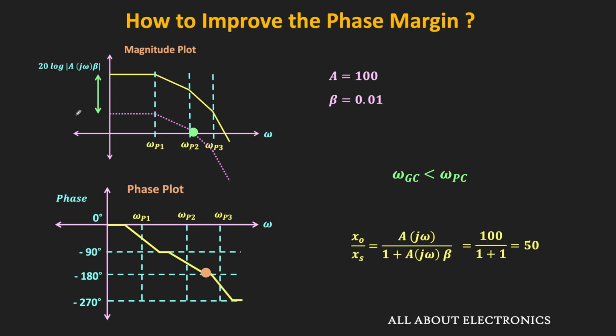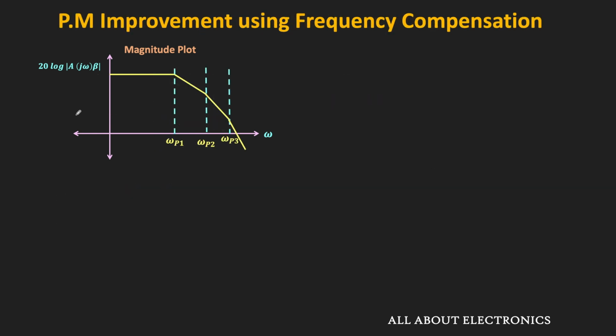Moreover, by reducing the beta, although we can improve the stability and the phase margin to some extent, at the same time we are also reducing the amount of feedback in the circuit, and hence we will not get the benefit of the negative feedback that we have discussed earlier, and to some extent we have to compromise those benefits. So the better way of improving the phase margin is by using frequency compensation.